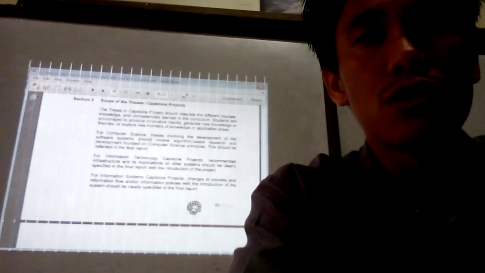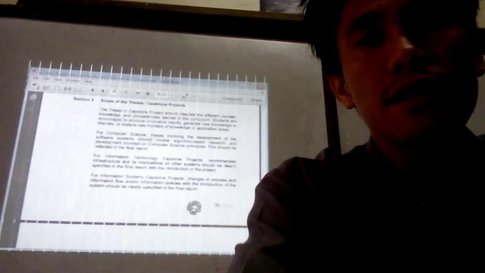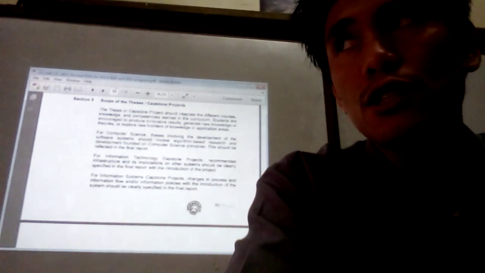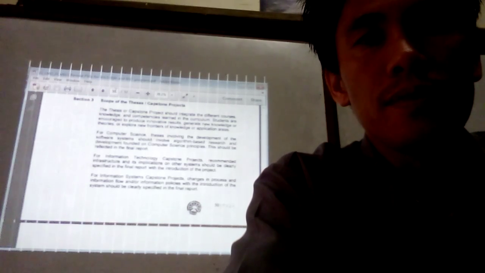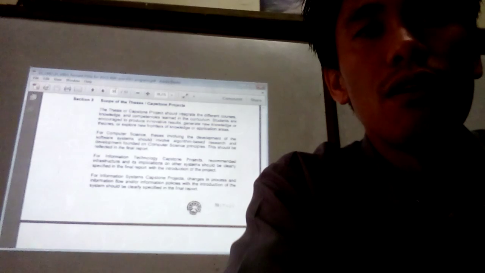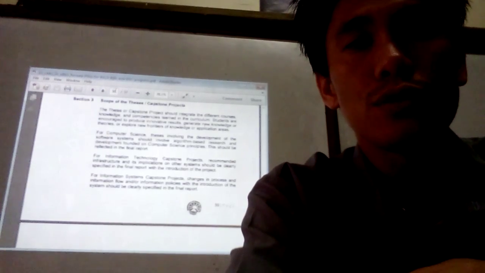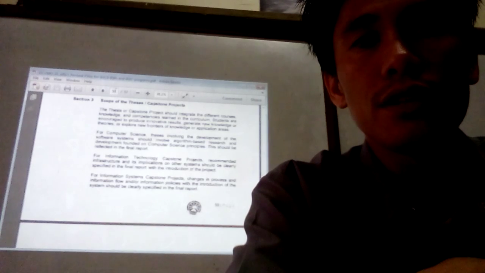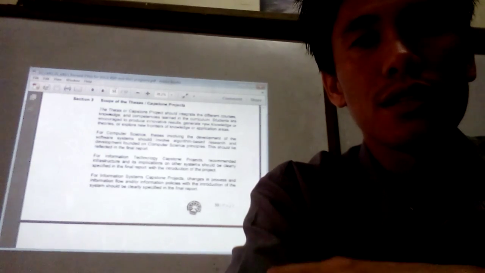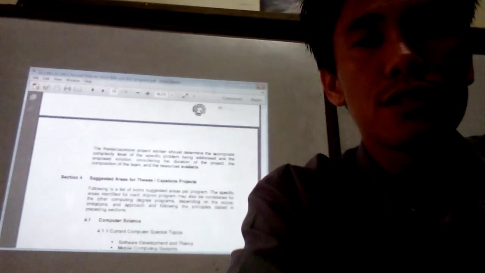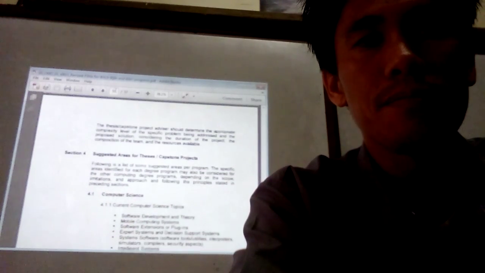Students are encouraged to produce innovative results, things that are not yet there, or improvements of things which are there already, or maybe things which are expensive, make a cheaper version even if it's not complete. Generate new knowledge or theories, or explore new frontiers of knowledge or application areas. For computer science, thesis involving the development of software systems should involve algorithm-based research and development founded on computer science principles. So algorithm is nice, because that's what comp science does. This should be reflected in the final report.